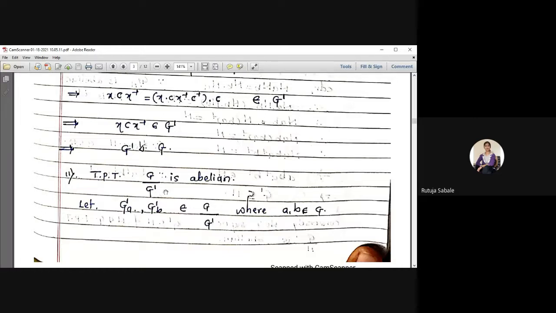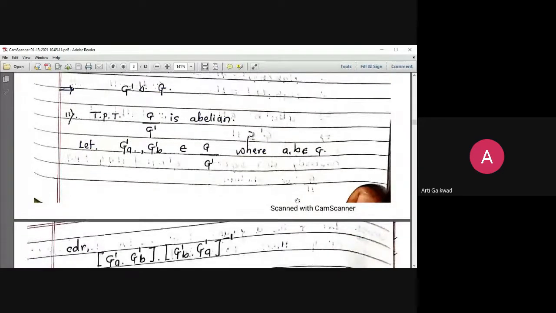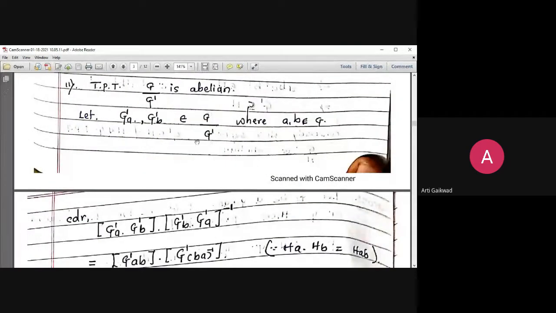Here, G upon G dash. Can we define like this G upon G dash? हे define करू शकतो आपण? Why? Yes, sir. Because G dash is normal in G. Very good. G dash is normal in G. Hence, we can define this group, factor group. Okay, so every element from this group, factor group, is in the form of G dash A, G dash B. Let G dash A and G dash B belong to G upon G dash, where A and B belong to G.